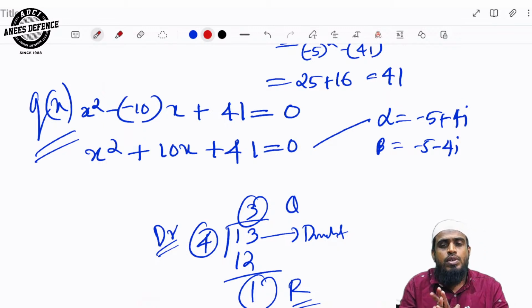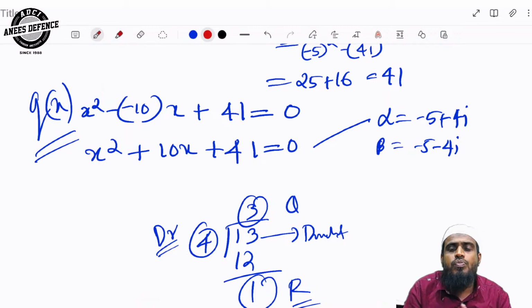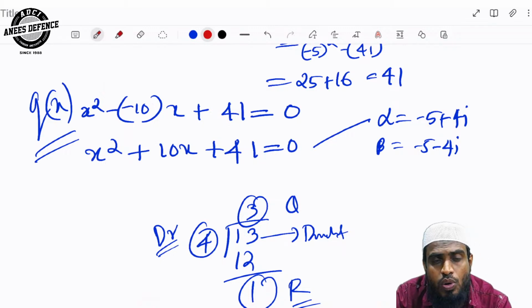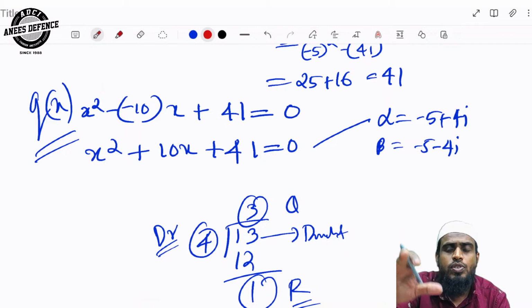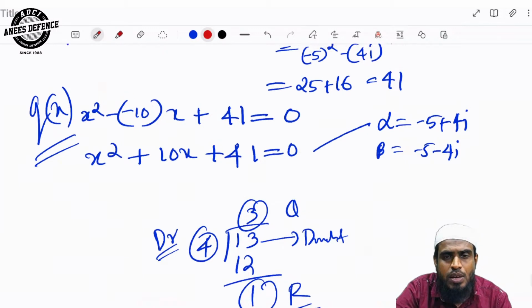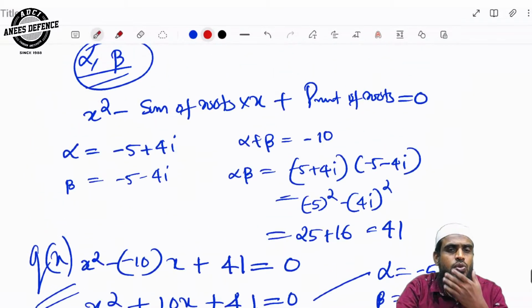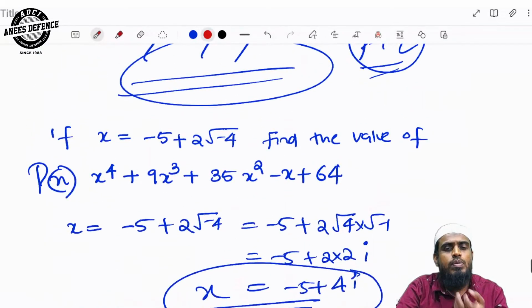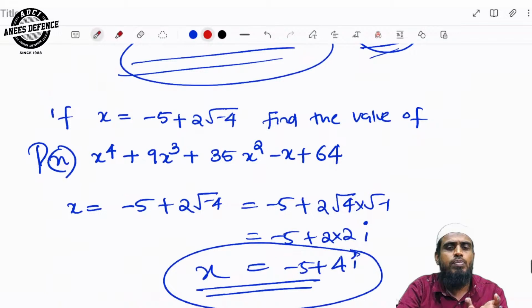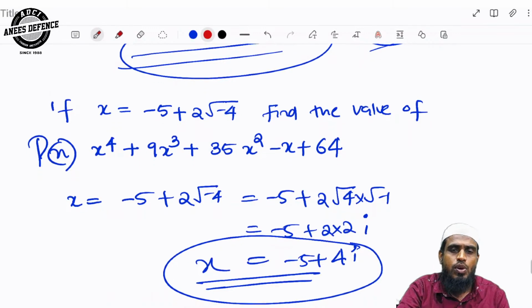By using the concept x square minus sum of roots into x plus product of roots equal to 0, we got a quadratic equation Q of x. That means if you put alpha and beta into Q of x, Q of x will become 0. That same alpha is given in the question: x is equal to minus 5 plus 2 root minus 4, that is actually minus 5 plus 4i. If you put that value into P of x, what will be the value of the polynomial P of x?